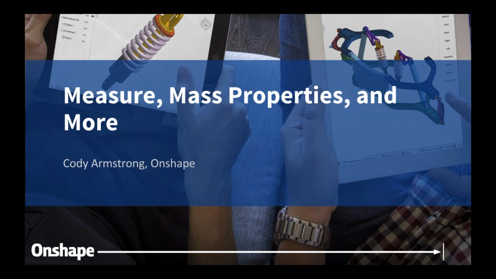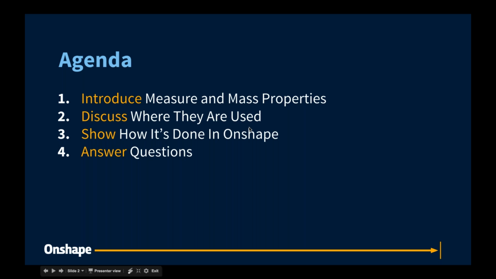All right, so the agenda real quickly here. First thing, introduce measure and mass properties. I think that's the big thing. How to find it, how to use it. Discuss where they're used. So where would you need a certain measurement, or how would you go about applying a material to get the mass? And then, of course, I'm going to get into all the details of how this is done in Onshape, and that's going to be the meat of it. Of course, answer any questions that you have. There's a questions dialog, again, in the GoToWebinar control panel. Feel free to ask any question, and I'll do my best to answer them as we're going through things here. All right, so without further ado, let's dig right into it.